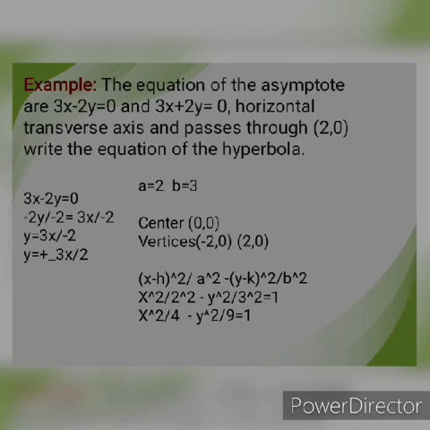So now we're going to find the center, our h and k. We have (x - h) squared over a squared minus (y - k) squared over b squared. We're going to substitute that. We have x squared over 2 squared minus y squared over 3 squared is equal to 1. Again, we're going to simplify that. We have x squared over 4 minus y squared over 9 is equal to 1.